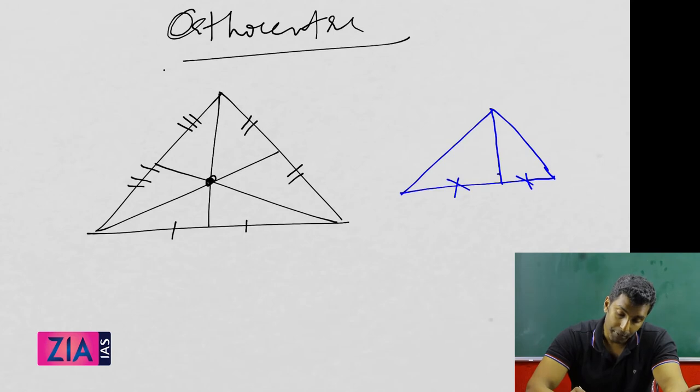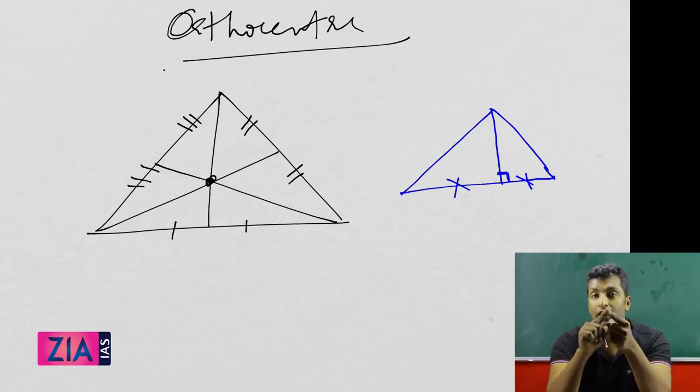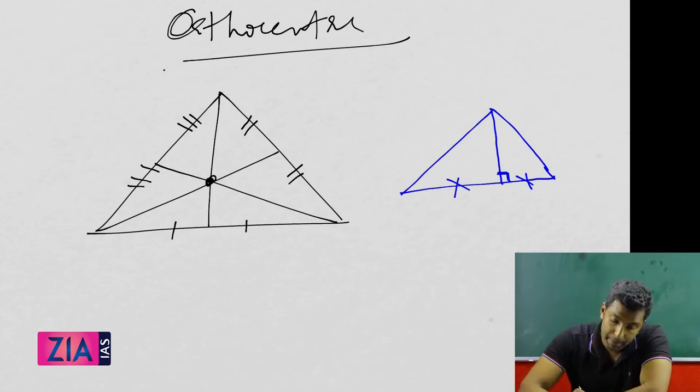The point is, this is perpendicular. The line segment joining the vertex and the opposite side and being perpendicular to it is what we call the altitude.